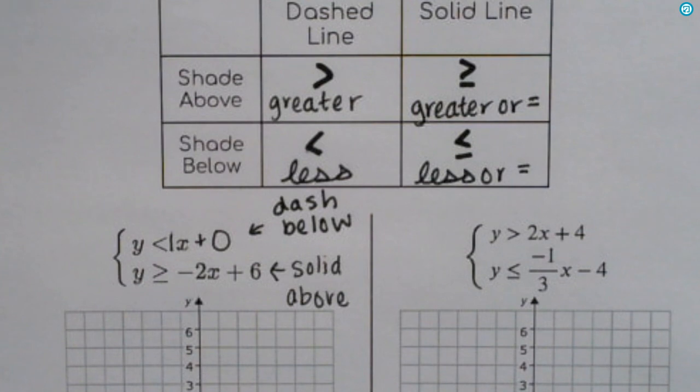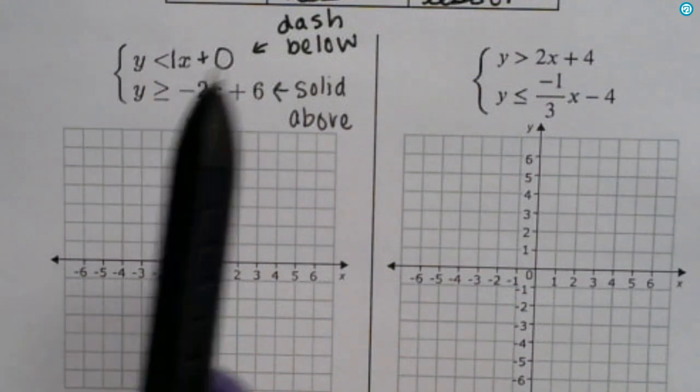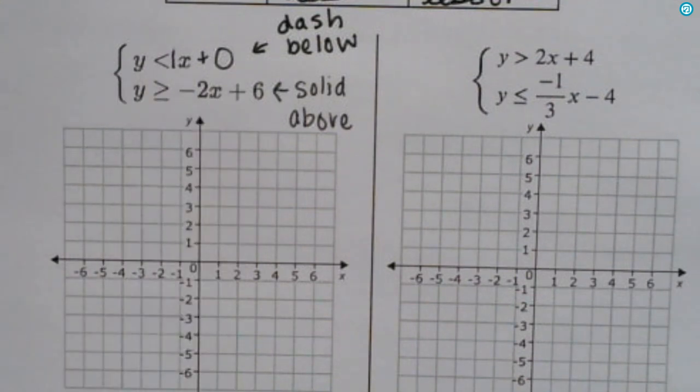Okay. Alright, so we are now going to graph both of these lines. Please pay attention while we graph them and how we shade them. Because if you can pay attention to how you shade, I can give you a way to do it easily. That's going to make your life easier. So our first line we have is y is less than 1x plus 0. So we need to graph that line.